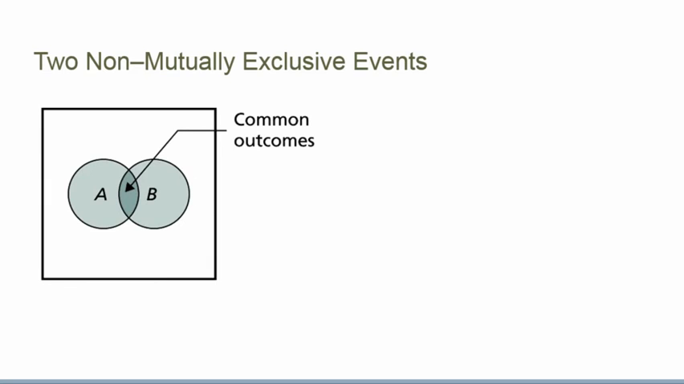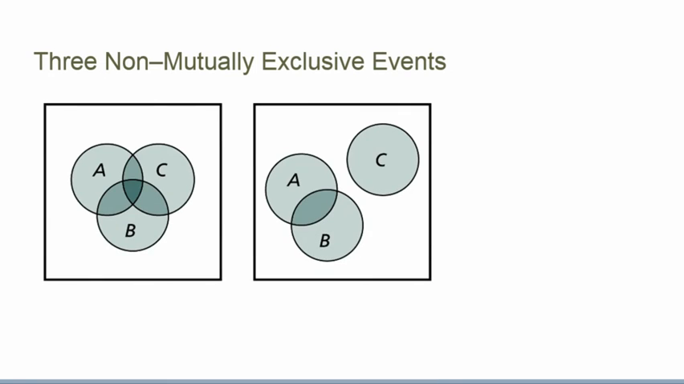Two non-mutually exclusive events. Pictorially, our first one, we have A and B. The circles intersect with common outcomes, so they are not mutually exclusive. Three non-mutually exclusive events. Pictorially, we have three events, A, B, and C, and all three circles overlap.